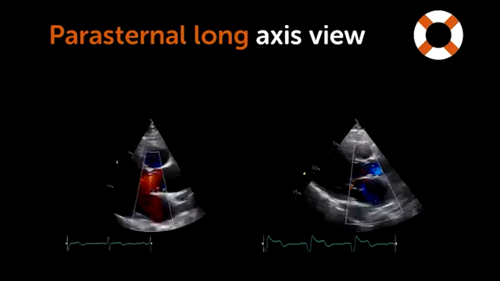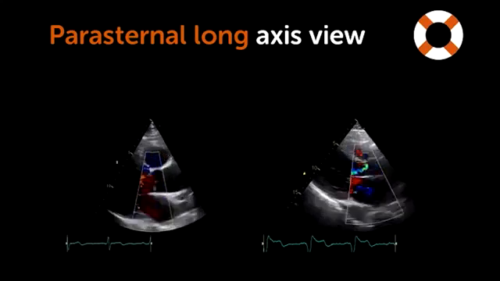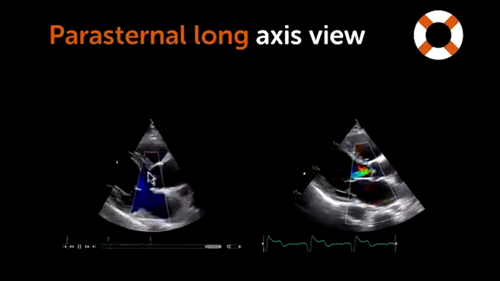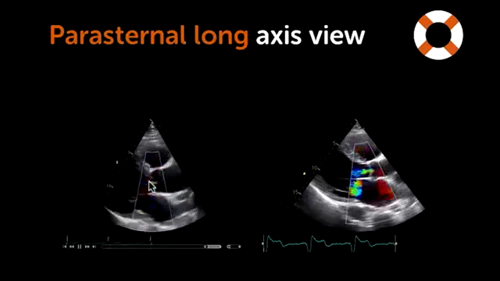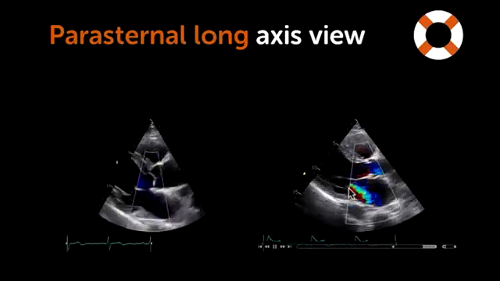In addition to the 5-chamber view and the apical long axis view, also study aortic regurgitation with a parasternal long axis view. Even though we're not parallel to the orientation of the jet, we can still depict the jets very nicely because we are close to the aortic valve. We can see trivial aortic regurgitation even in this view, and mild to moderate aortic regurgitation in this view.